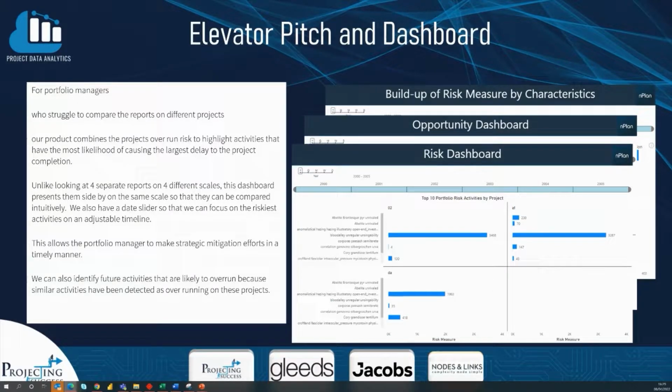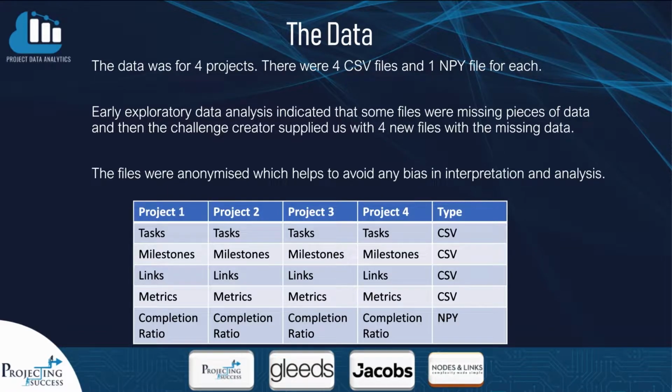We also have a date slider so that we can focus on the riskiest activities on an adjustable timeline. This allows the portfolio manager to make strategic mitigation efforts in a timely manner. We can also identify future activities that are likely to overrun because similar activities have been detected as overrunning on these projects.